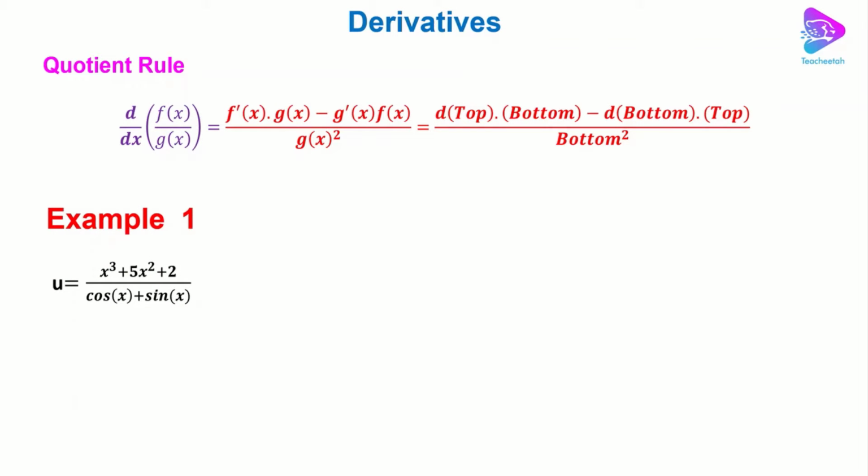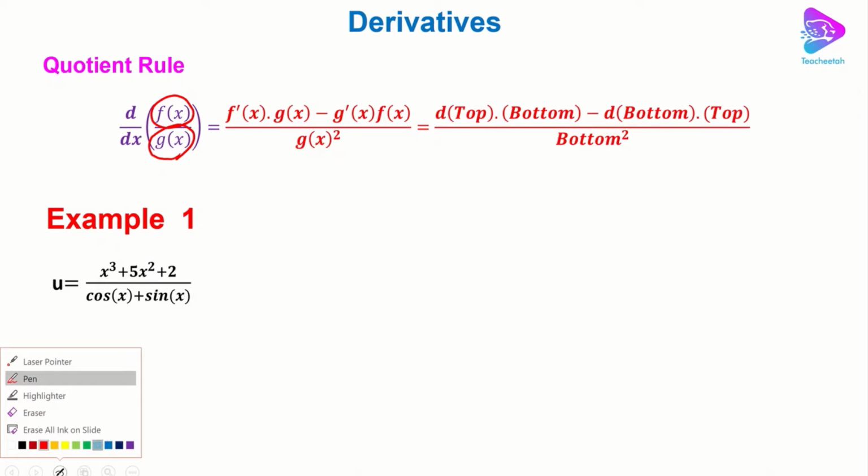Hello everyone, today I'm going to talk about another rule in derivative, which is the quotient rule. This rule is used for fraction form functions. The fraction form functions, as you know, contain a numerator and a denominator. Actually, two separate functions similar to f(x) and g(x) as we have in here.